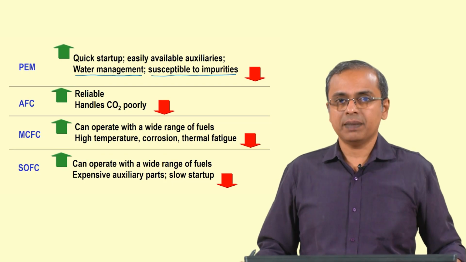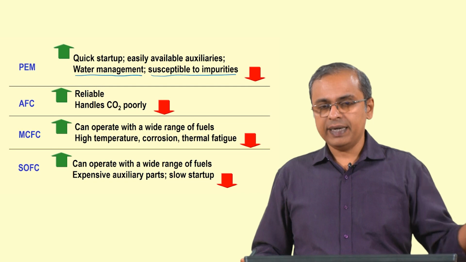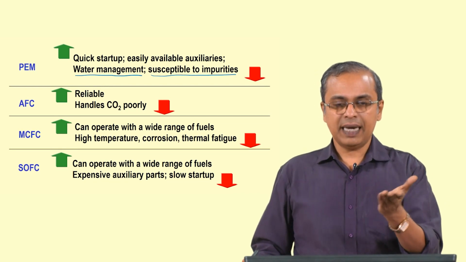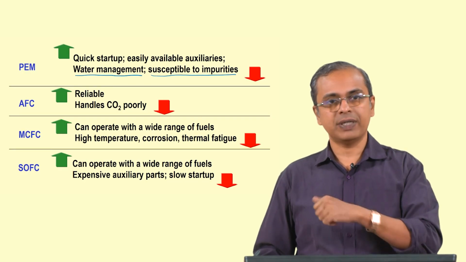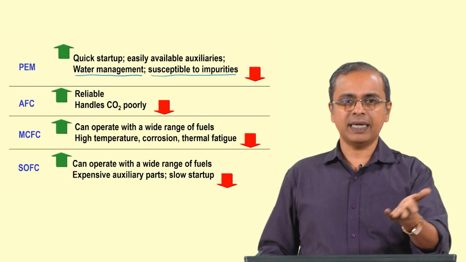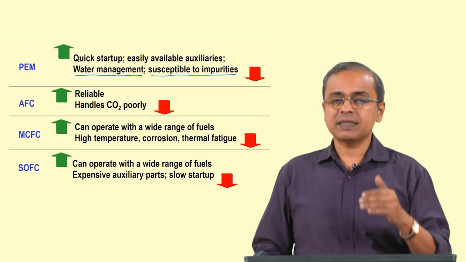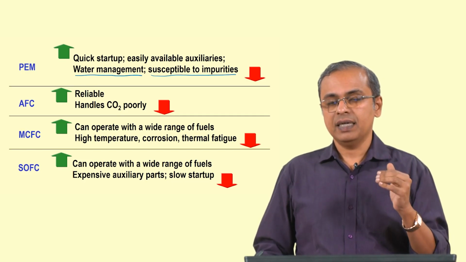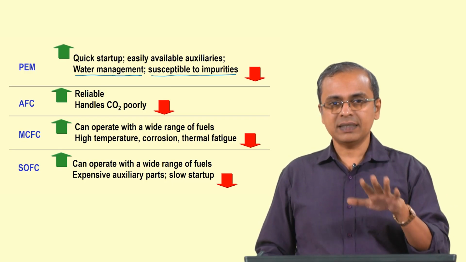The last fuel cell up here on your slide is the solid oxide fuel cell. It can again operate with a wide range of fuels. The idea that CO will poison it or CO2 will poison it in some ways does not exist. You can send almost any kind of fuel into it, it will just work just fine. It is just that because it operates at 1000 degrees C, the main disadvantage is that every component associated with it is not easily available.